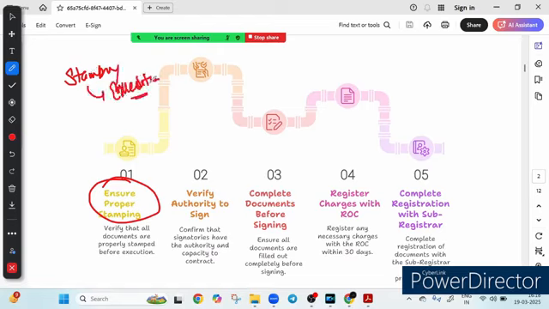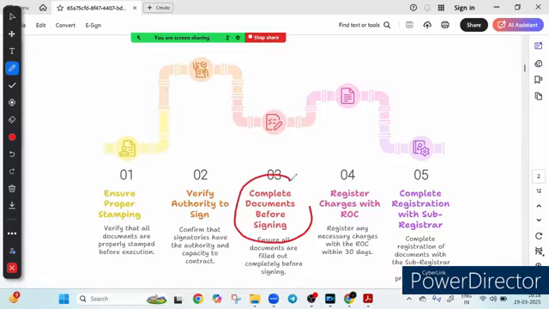Step number 2 is to verify the authority to sign, which means check if the people signing the documents have the legal authority and the capacity to contract. This step safeguards against unauthorized commitment. And step number 3 is to complete the document before signing. Before putting pen to paper, make sure every section of the document is fully completed, no blanks, no missing information. And then you have to register the charges with the ROC.